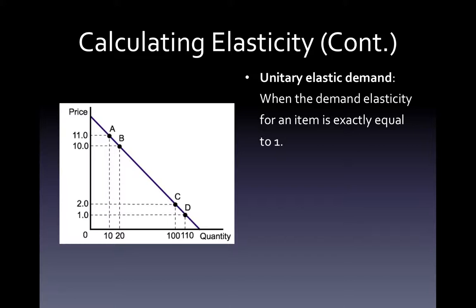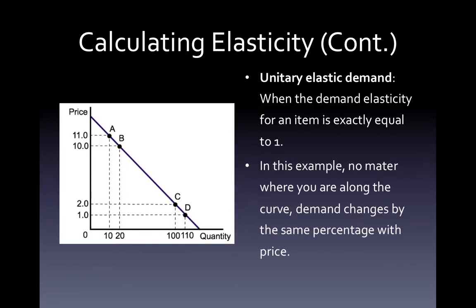Unitary elastic demand is when demand elasticity for an item is exactly equal to 1. For example, no matter where you are on this curve, demand changes by the same percentage with price. This doesn't occur that frequently.